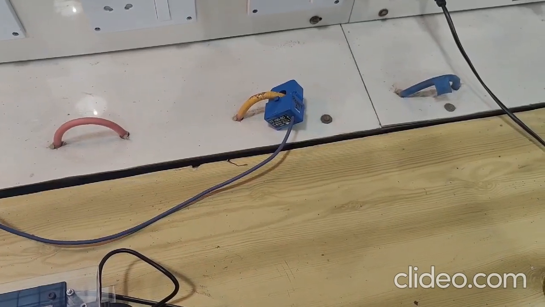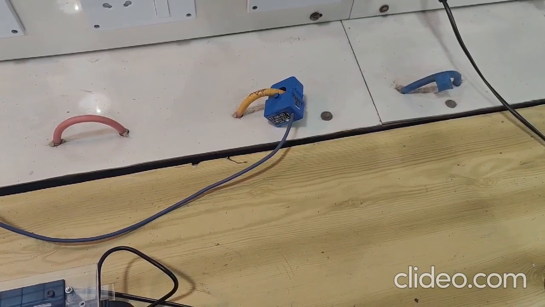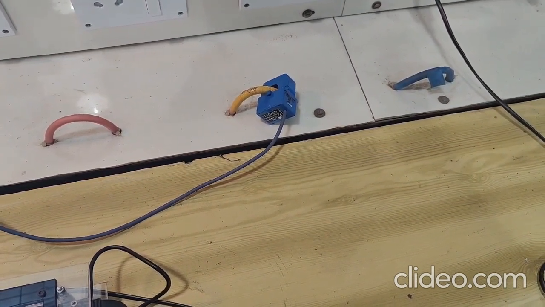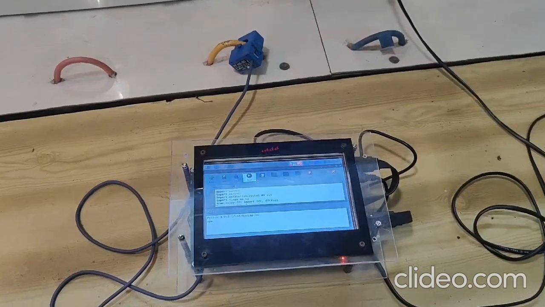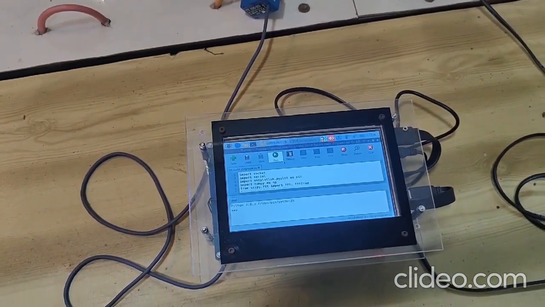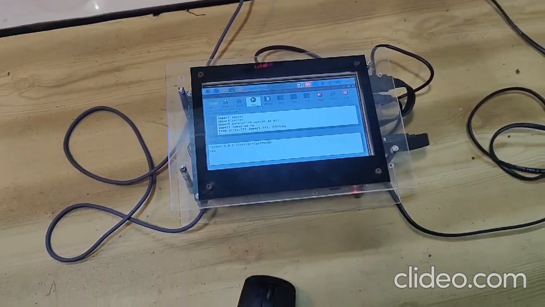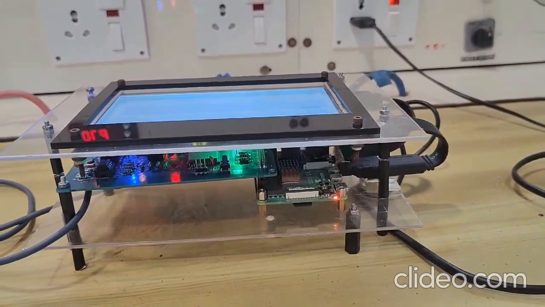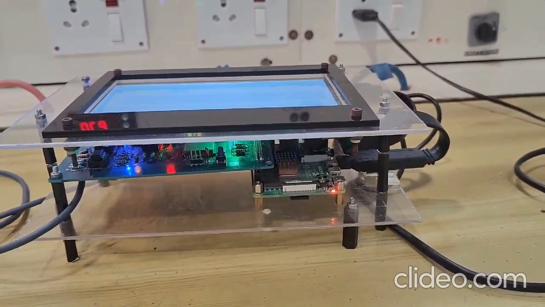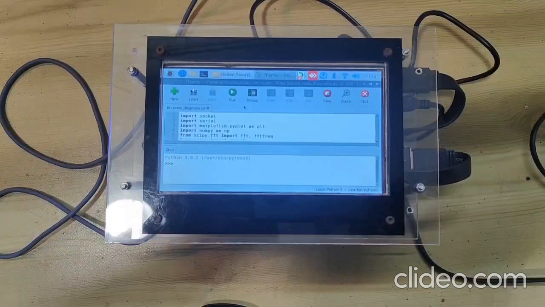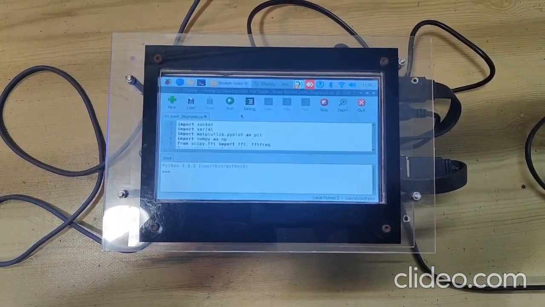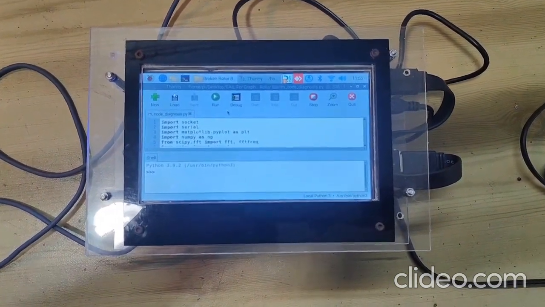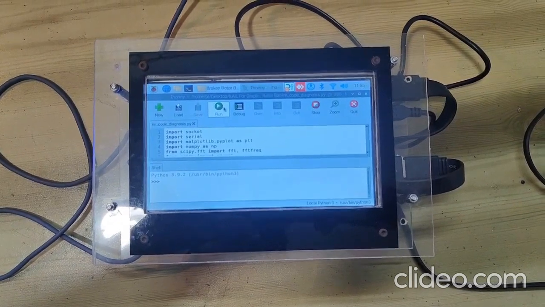Now this is the 3-phase supply to the induction motor. We have clamped the current sensor at the Y phase, and the current sensor is connected to the digital twin through a signal conditioning circuit, which is responsible for collecting the current signature in real time. This is the digital twin of the induction motor. You can see the motor is in running condition. Now we will collect the current in real time and do the diagnosis.